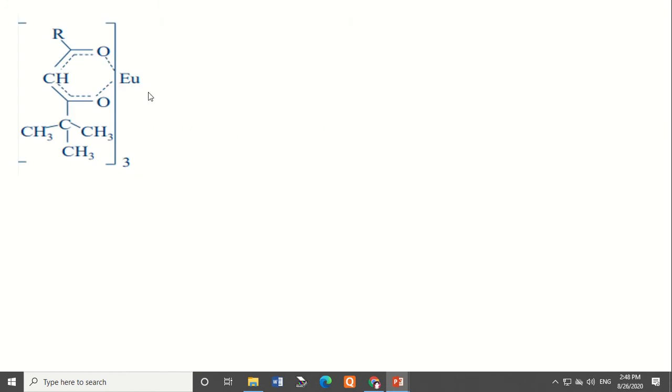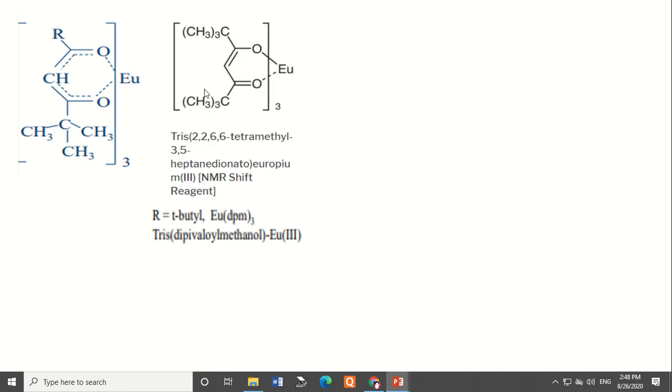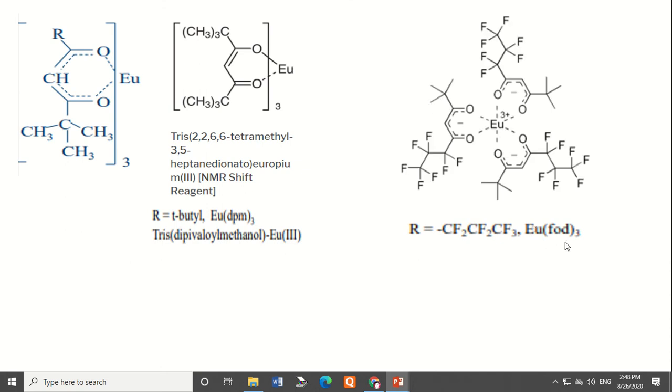Friends, generally the europium complex is used as a shift reagent. The R may be a tertiary butyl group. If R is a tertiary butyl group, then the structure of the shift reagent is like this. The name of this compound is tris 2,2,6,6 tetramethyl 3,5 heptanedionato europium plus 3. Friends, if R is CF2CF2CF3, then the name of the complex is Eu(FOD)3 and the structure is like this.